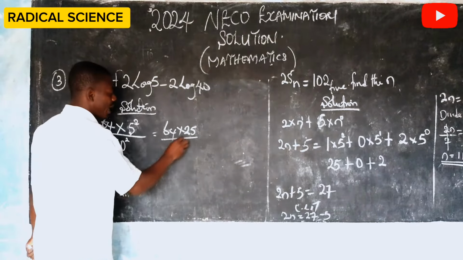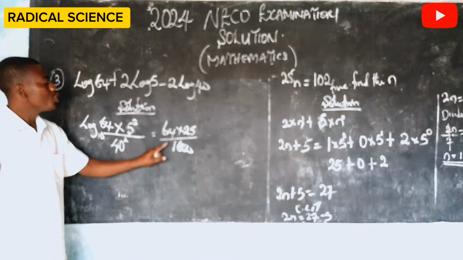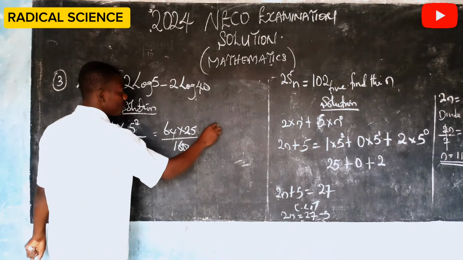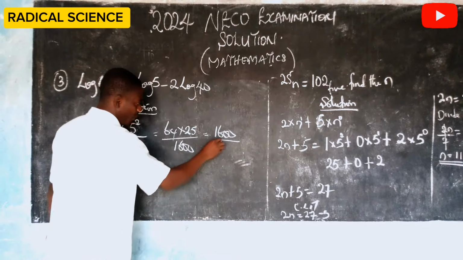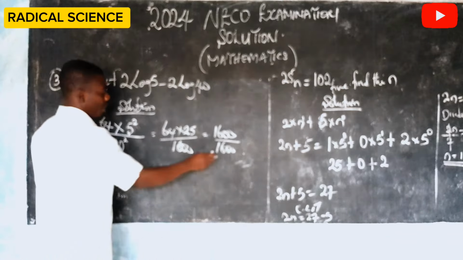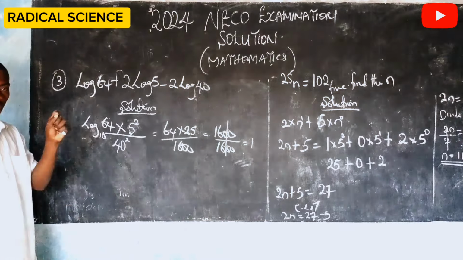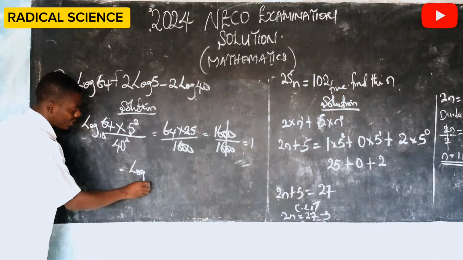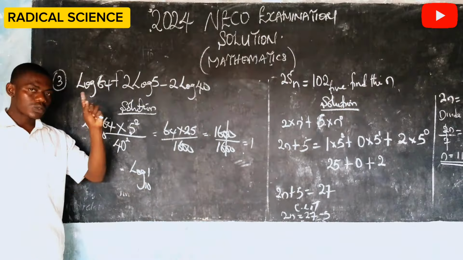That means 1,600. Now, if you say 64 times 25, it will still give you 1,600 divided by 1,600. 1,600 divided by 1,600 is equals to 1. And we go back to the law of log. I have log 1, we have our answer is 1.